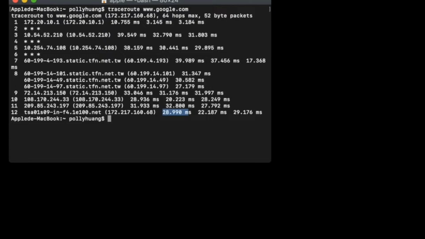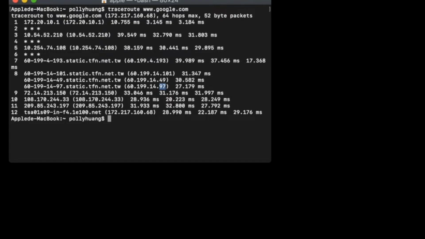Now, something that's very odd is here. Hop 8. If you look closer, we do have 3 round trip time estimates. But each time, the address along the way, the 8th hop, is slightly different. The IP addresses are 101, 49, and 97. So you see here, packets, although going to the same destination, coming from the same source, as they go on the internet, the routes could actually change.